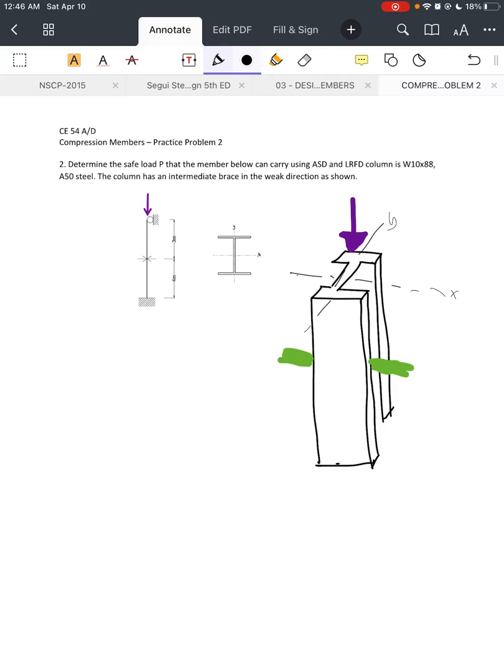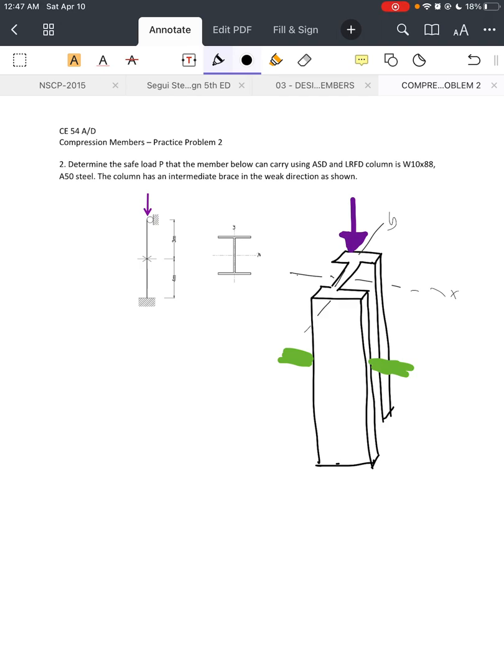So we have here our practice problem number 2. Determine the safe load P that the member below can carry using ASD and LRFD. The column is W10 by 88 and A50 steel is used. The column has an intermediate brace in the weak direction as shown.